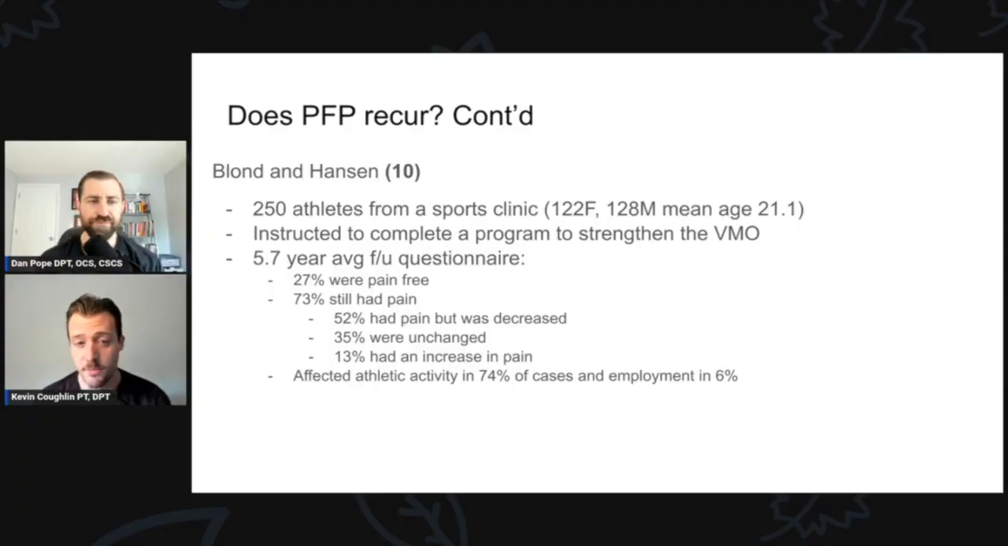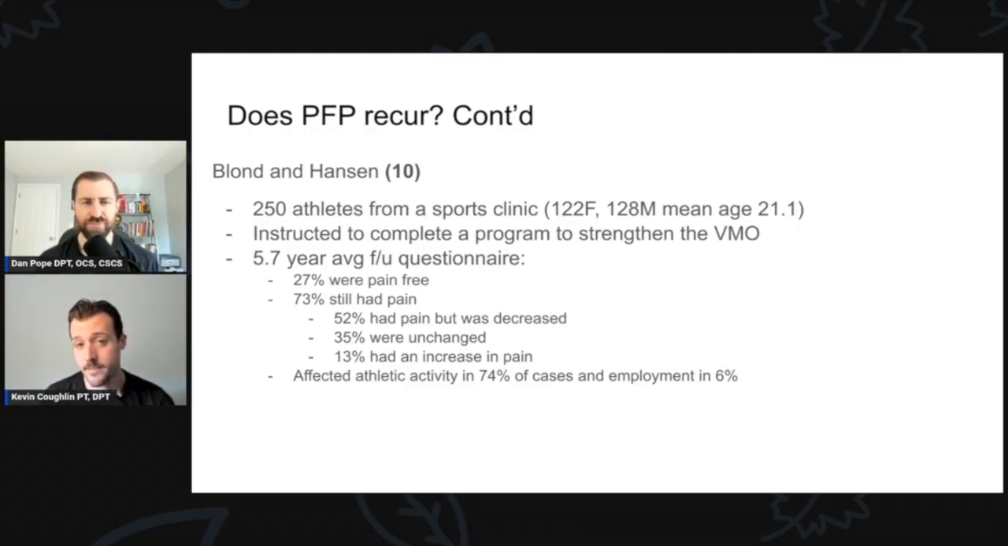All right, and then just a little bit more on recurrence, because some of these statistics are crazy. So Blonde and Hansen looked at 250 athletes from a sports clinic. There were 122 females and 128 males with an average age of 21 years old. They were instructed to complete a program to strengthen their VMO. There was a follow-up questionnaire 5.7 years later on average. Only 27% of these folks were pain-free. So 73% still had pain.